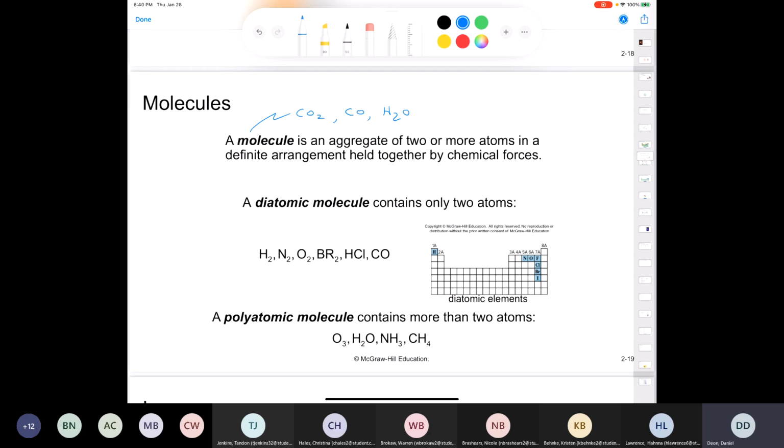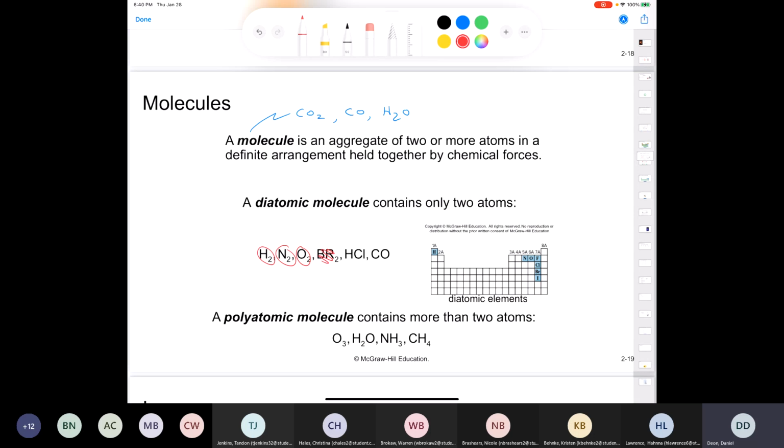Well, something that you might not know if you've never studied chemistry before is that you can have a molecule that is made out of two atoms that are identical. Well, yes, you can. If we have two nitrogen atoms bound together, for example, N2, that is considered a molecule. If we have two hydrogens or two oxygens, those are considered molecules. Why? Because they are two atoms held together in a definite arrangement by chemical forces, right? They fit the definition of a molecule.